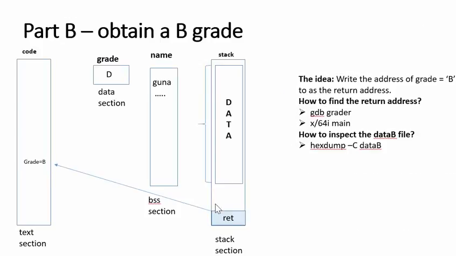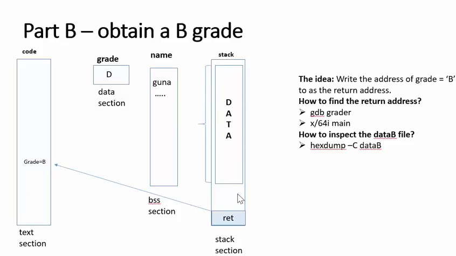And conceptually, this is what it looks like. So you have grade and name. Grade is in the data section, name is in the BSS section, and the name is a global array, grade is a global variable, and your code is somewhere in the text section. The grade equals B instruction is somewhere here.